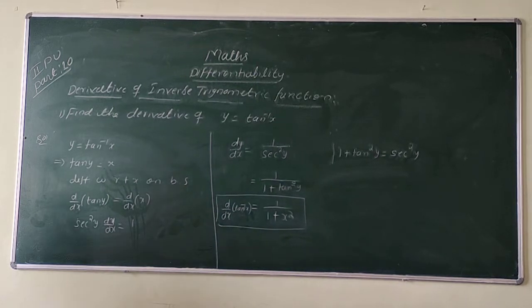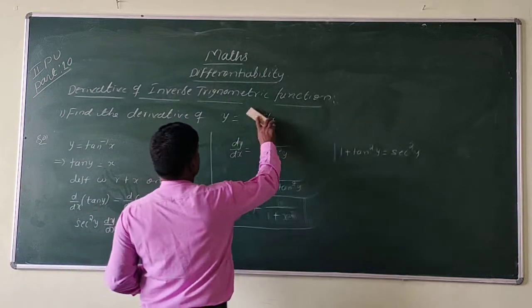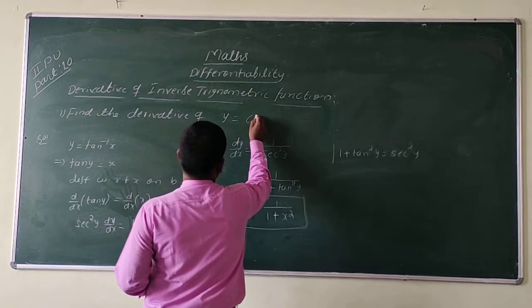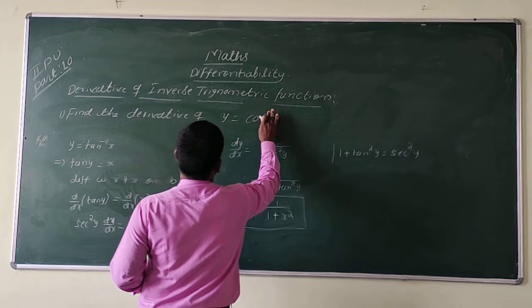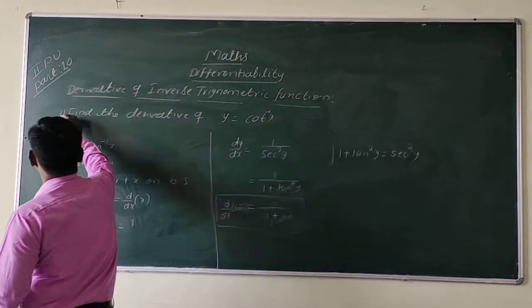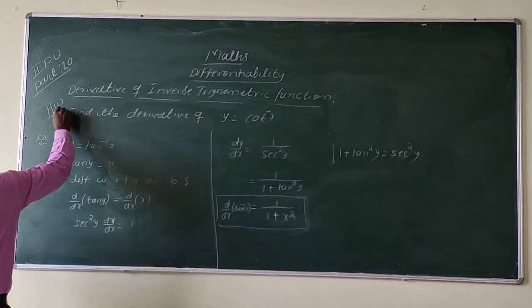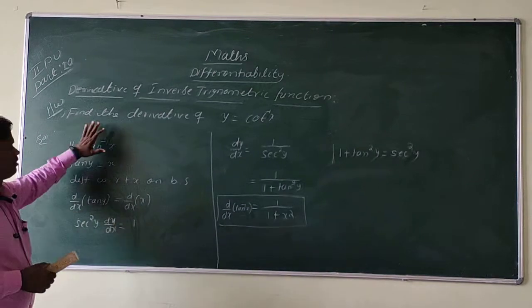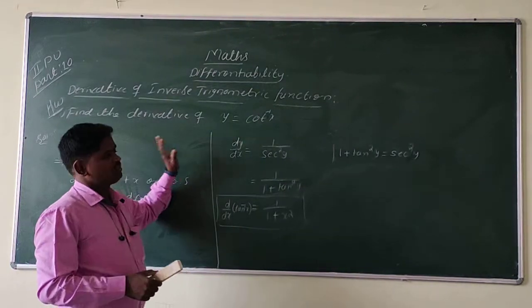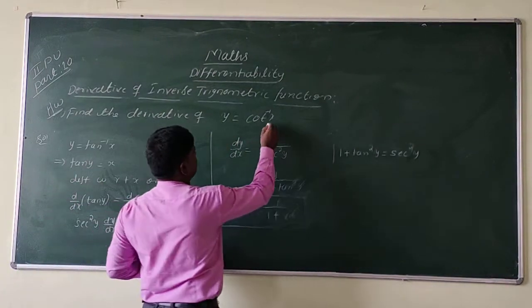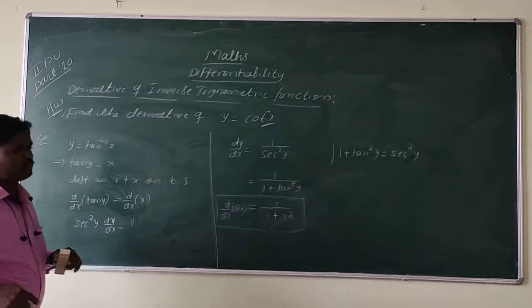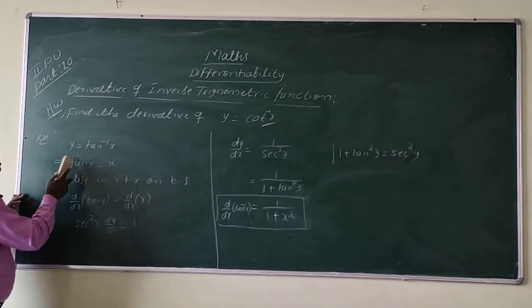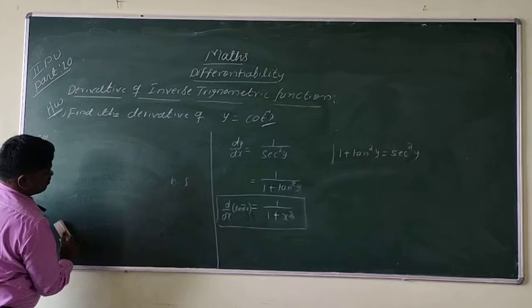Next, find the derivative of cot inverse of x. Find the derivative similarly, same type of method. We are going to find this using the same method. Take it as homework. Next, I will go to the next problem.